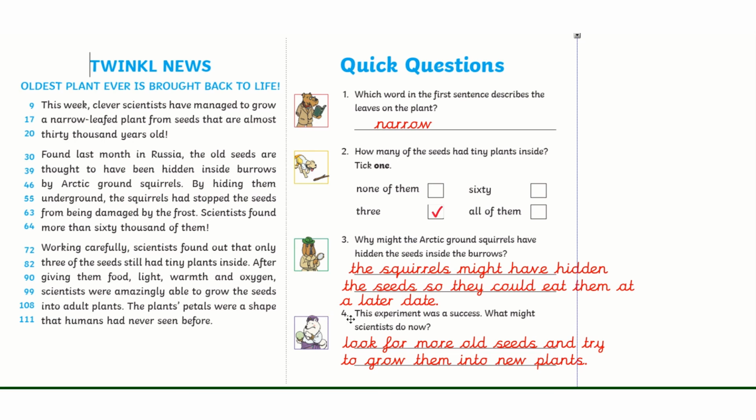Number 4. This experiment was a success. What might the scientists do now? Well, I think that the scientists would probably go and look for more old seeds and try to grow them into new plants as well.